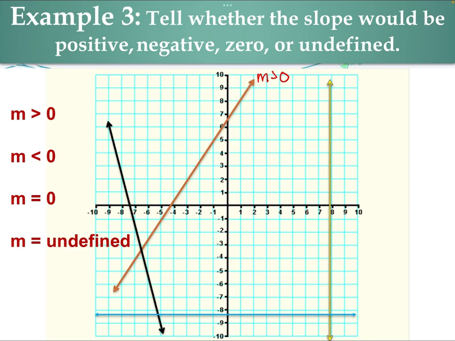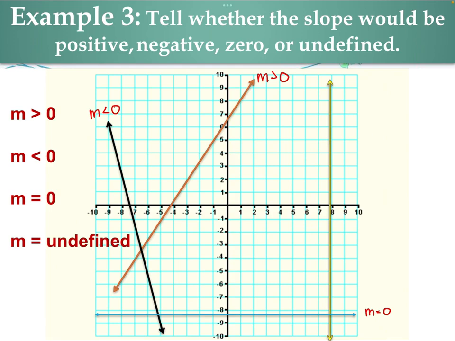Then a slope that's less than 0 would be a line that's going down from left to right. So that's this black line. M is less than 0. Then we want to label the line that has a slope of 0. So a slope of 0 would be this blue line. It's not going up or down. It's flat, horizontal.